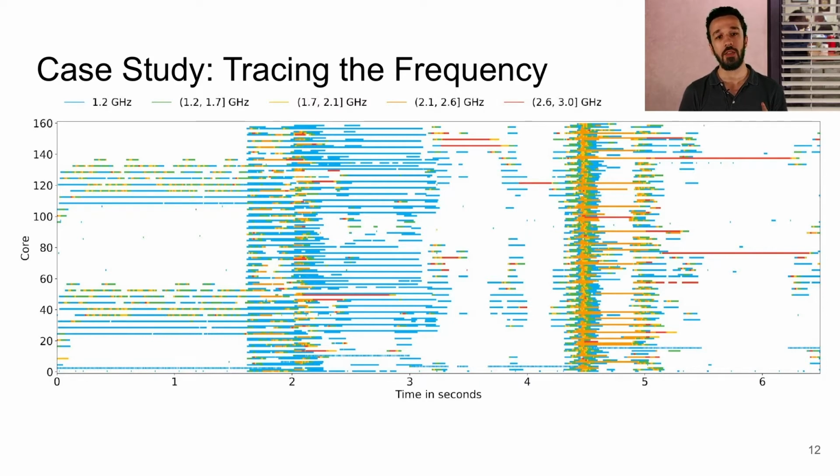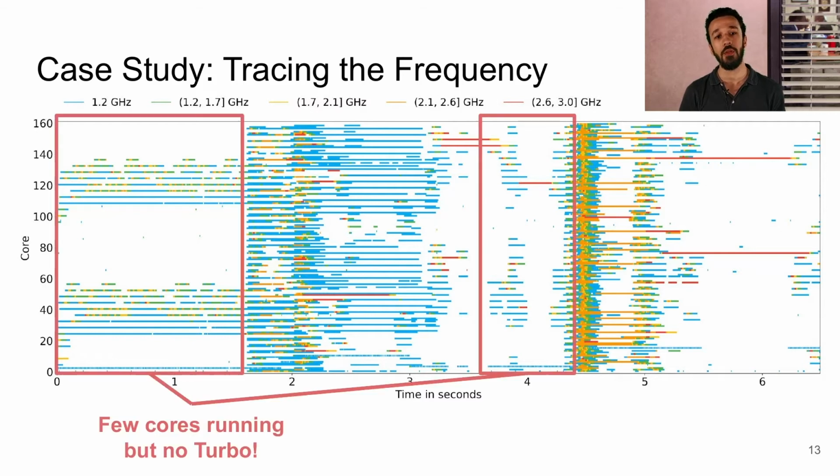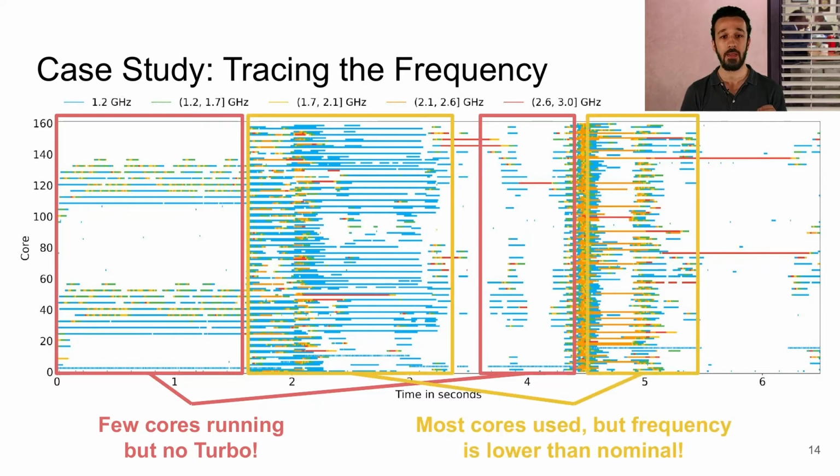We noticed two surprising things on this trace. First, during these two phases, only a few cores are running, but they are running at a very low frequency. We would expect to see some cores using turbo frequencies higher than 2.1 GHz with a low number of active cores. And even if they are not using turbo frequencies, we should at least be able to use the nominal frequency, 2.1 GHz. Second, in these more parallel phases, most cores are used and the system seems highly loaded. Again, even if turbo frequencies are not available due to the number of active cores, we would at least expect to be running at the nominal frequency.